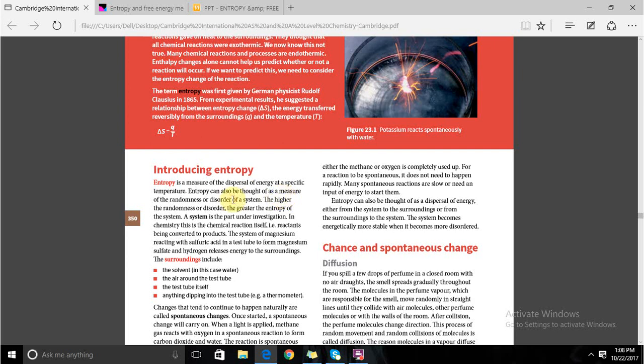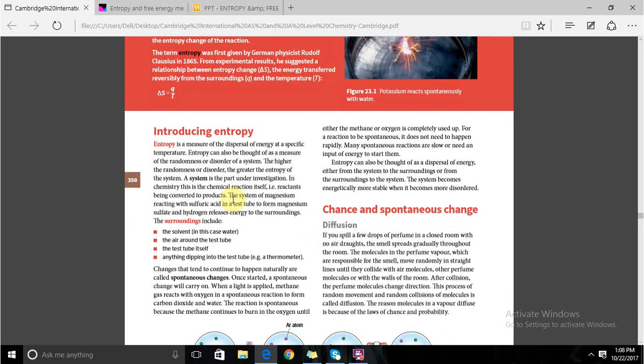And hopefully I have clarified these two terms, system and surroundings. And we have also talked about the definition of entropy as being a measure of the randomness or the disorder of a system, or a measure of the dispersal of energy at a specific temperature, and the significance of temperature has been introduced, and also the fact that exothermic and endothermic seem to have a relationship with the entropy as well.